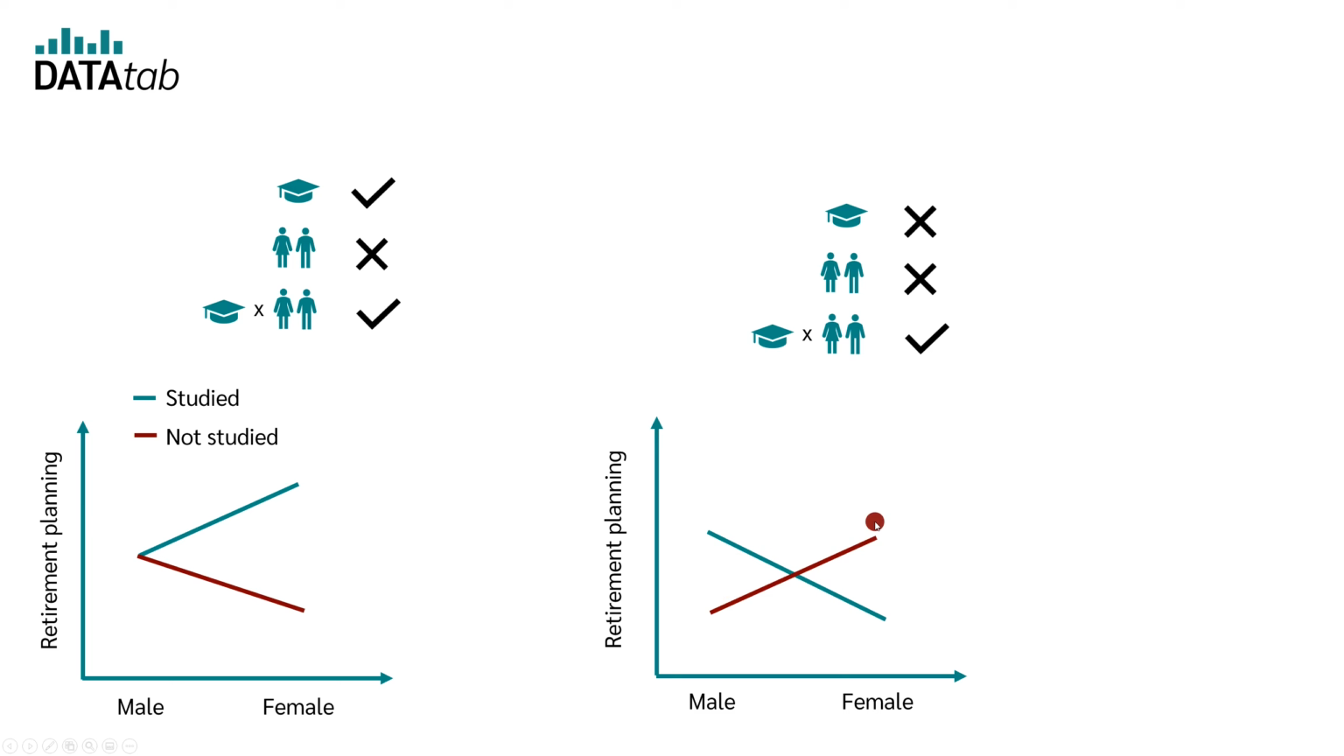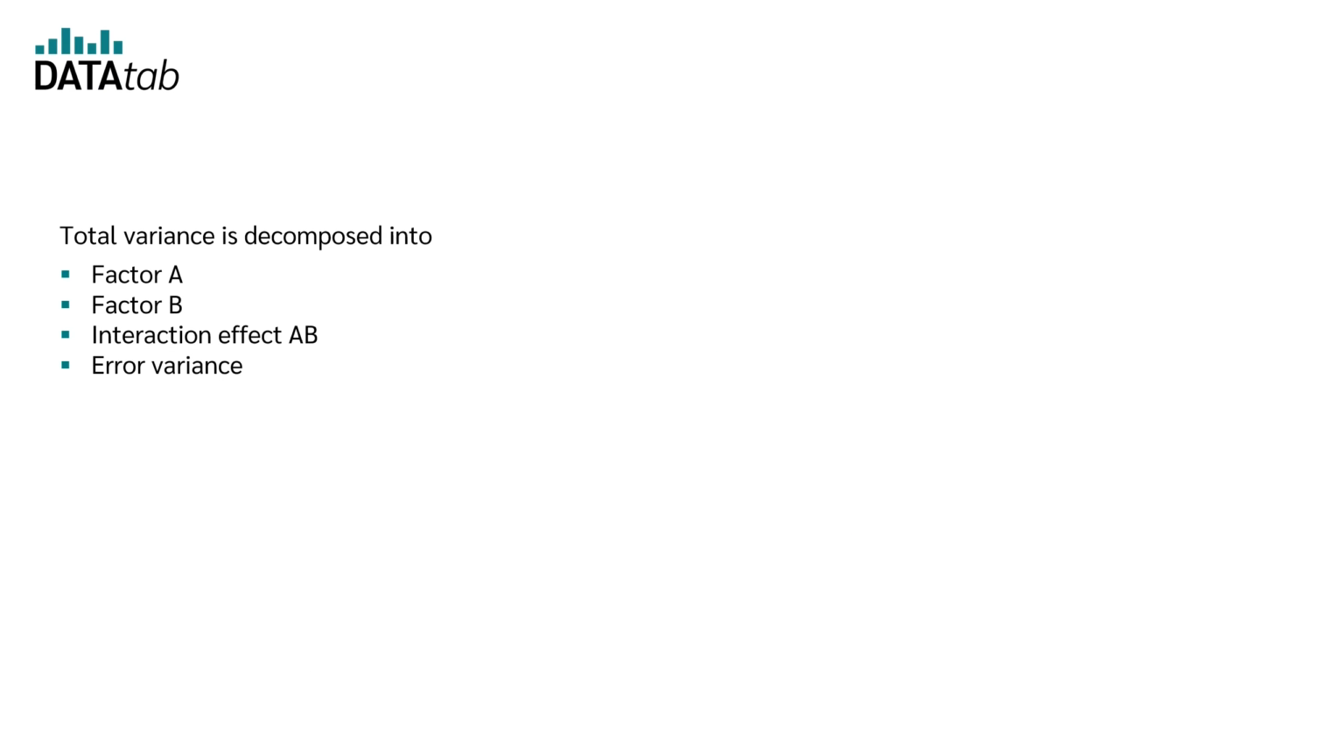So now let's go into the formulas needed to calculate an analysis of variance. What does the analysis of variance actually do? Or why is the word variance actually in the analysis of variance? In analysis of variance, the total variance of the dependent variable is divided into the variance of factor A and B and the variance of the interaction and the error variance.